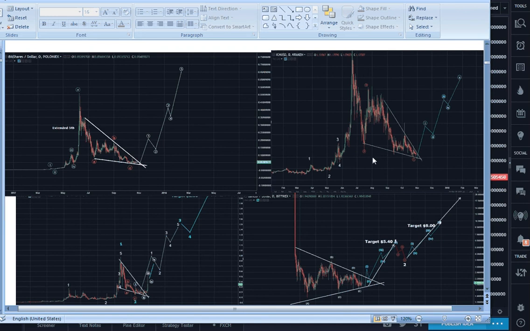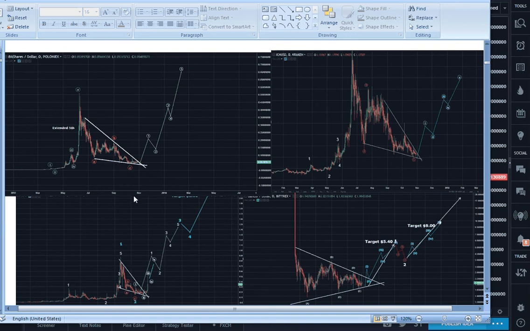The reason is because sentiment is pretty uniform across the cryptosphere. And since price is a reflection of sentiment, if sentiment is pretty uniform, you're going to get a high similarity index with regards to not only the patterns, but the Elliott waves as well. ABC, ABC, ABC, ABCDE, triangle pattern.